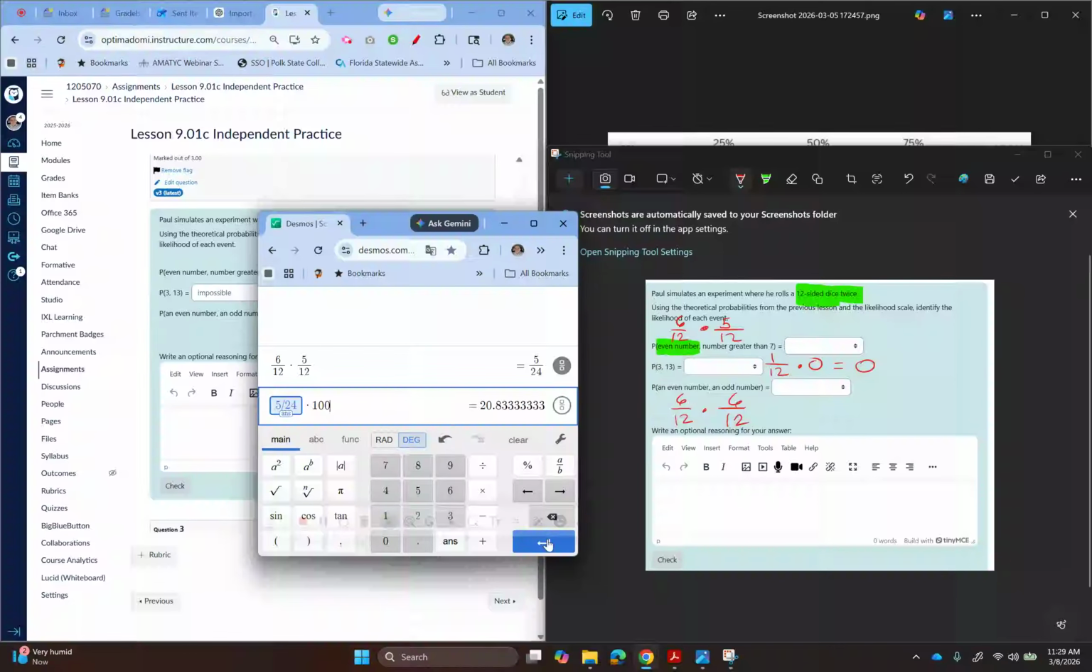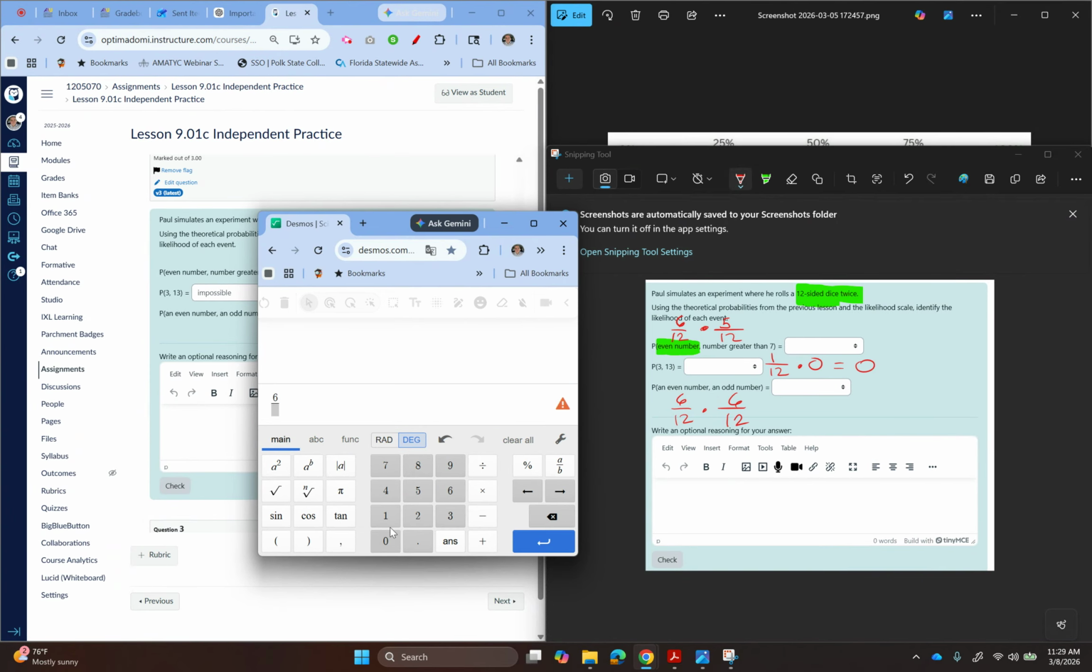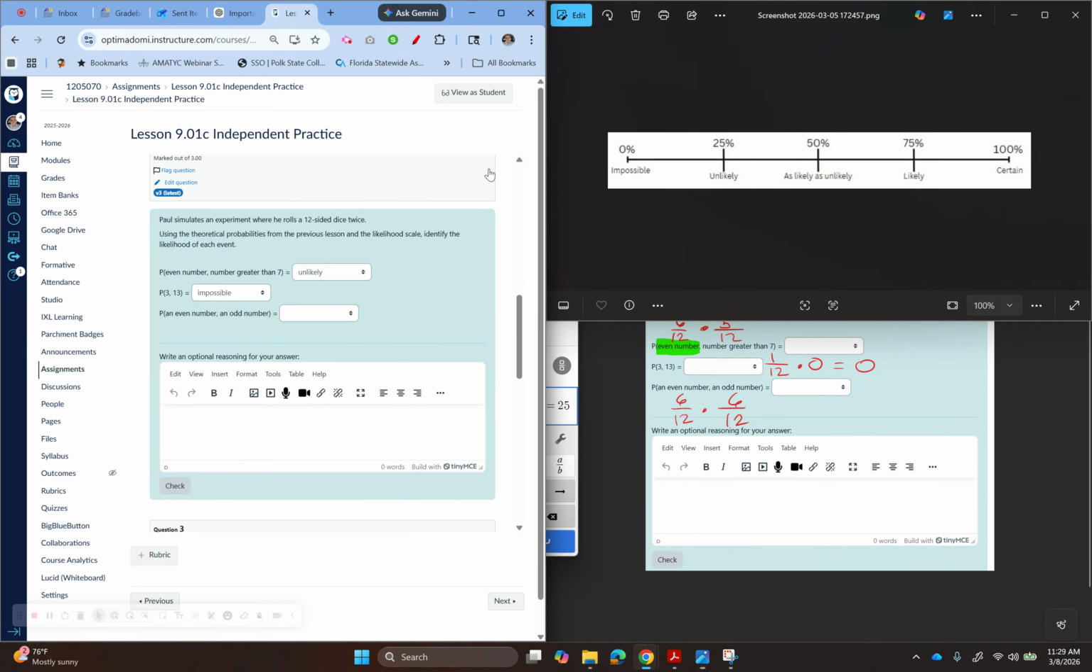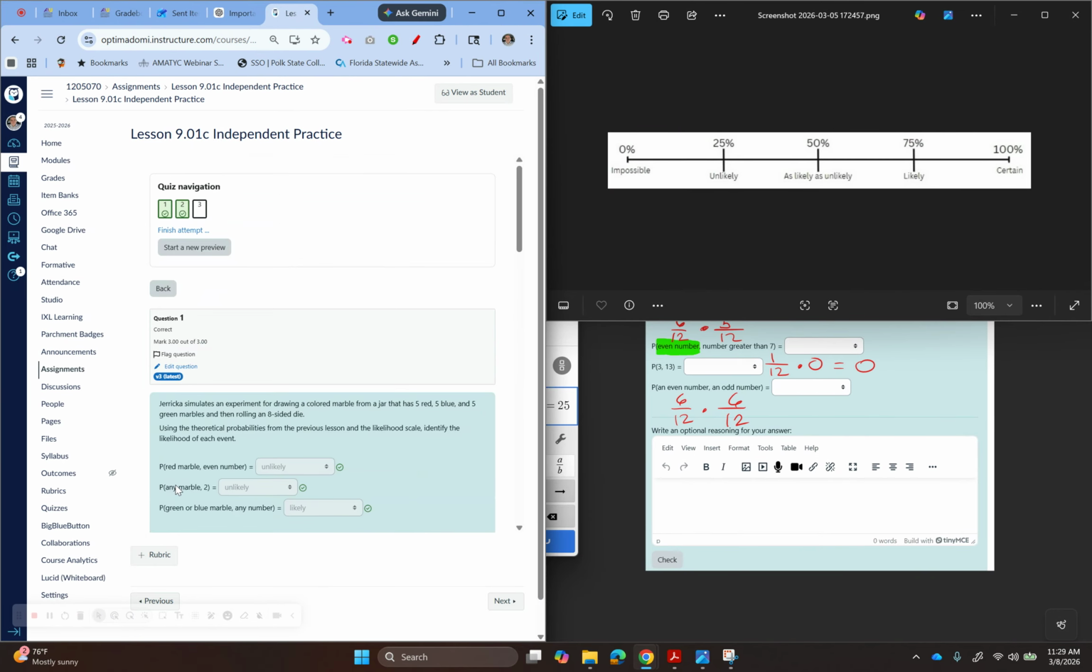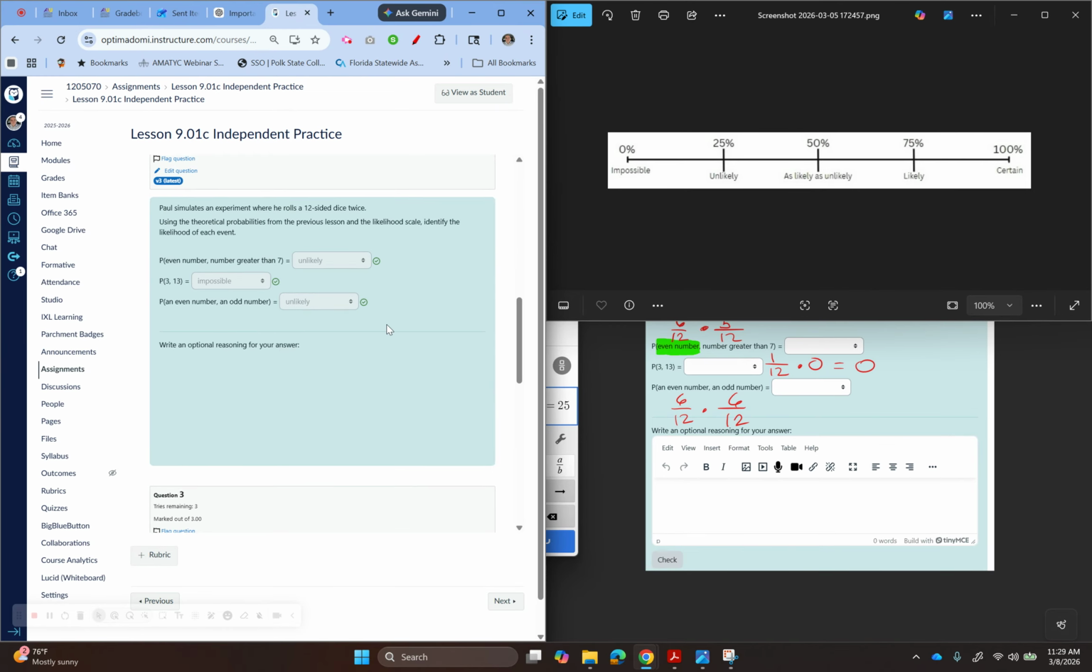So calculator again. Okay, so 6 out of 12, my first row for getting an even, times 6 out of 12, my second row for the odds. And you can see I got 0.25 or 1/4, but I'm going to make that a percent. When you multiply that by 100, you can see I got 25%. So we are unlikely. Okay, so you can see what I'm doing is I'm assigning words to the probabilities.